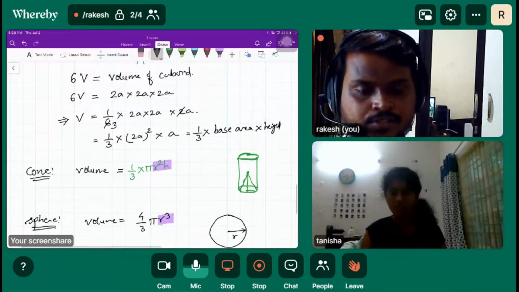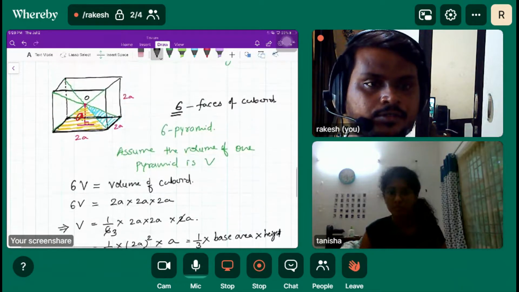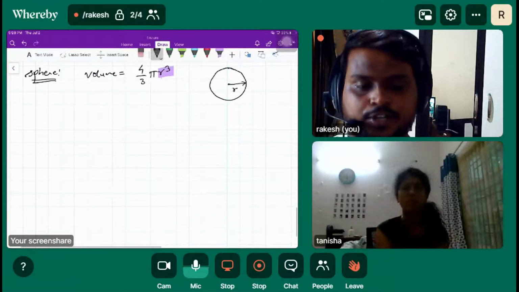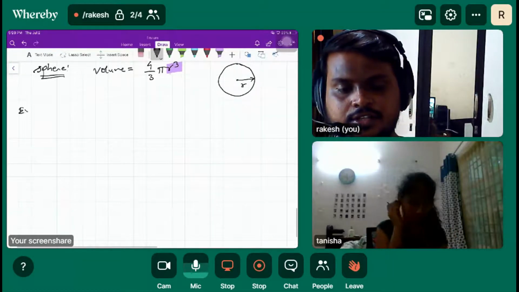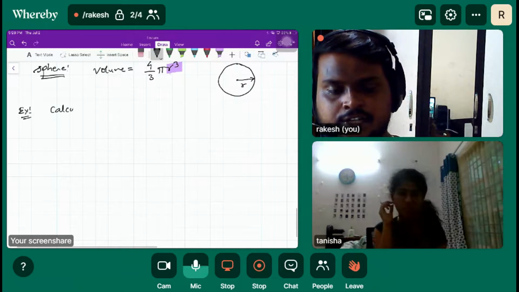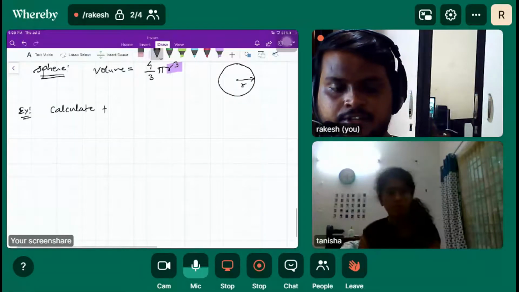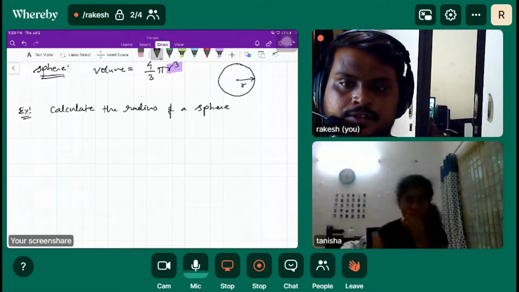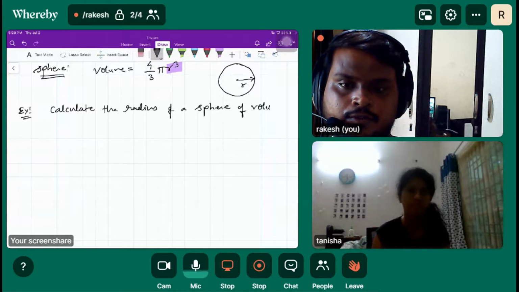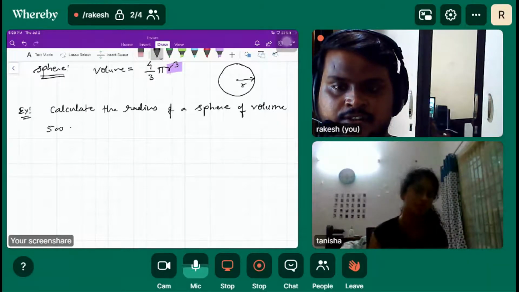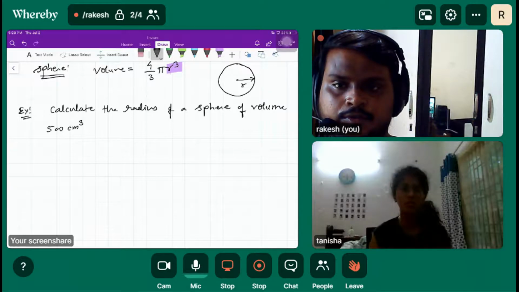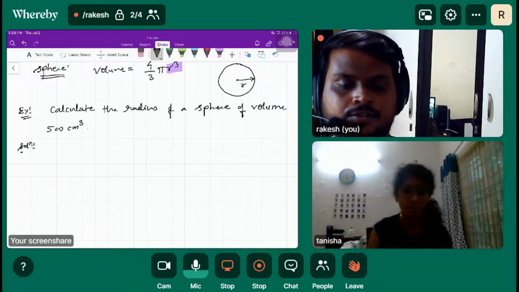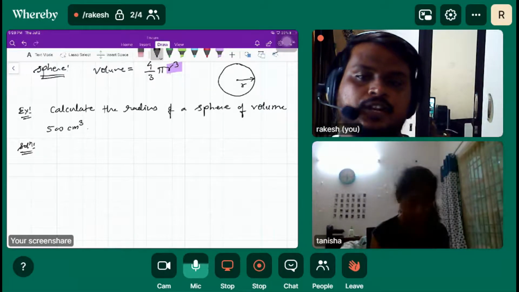You want to copy down something? No, I already took everything down. Good. So I'm putting up next the question on this. That is, calculate the radius of a sphere of volume 500 centimeter cube. This is the question. Find out the radius.